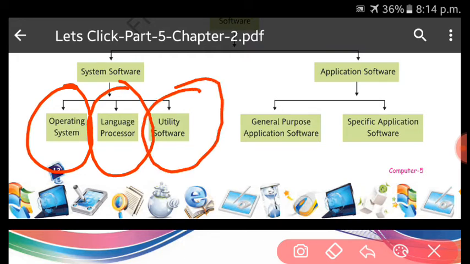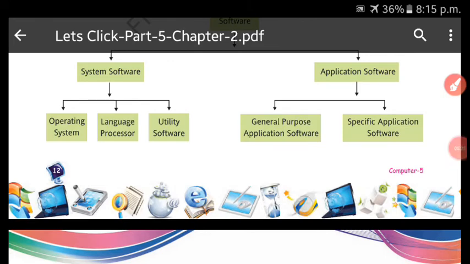Next is utility software. I hope you have already heard the name of antivirus software. Antivirus software is utility software which is used for the utilization of the system, right?